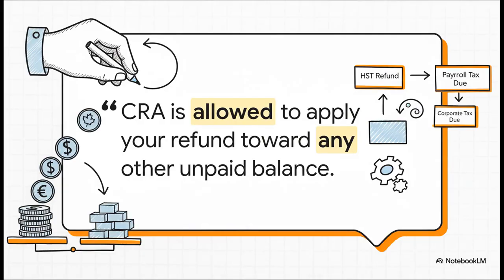And listen, this isn't just some suggestion. It's written right into their rules. The CRA has the full legal authority to automatically move money around like this. So they can take your HST refund and use it to cover that payroll balance without even asking you. The system is just built to do it automatically.